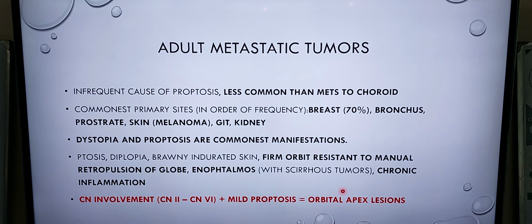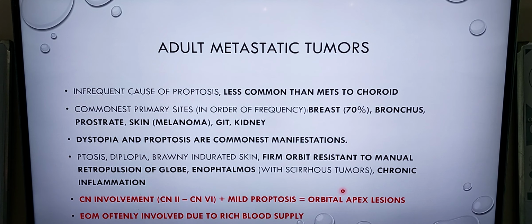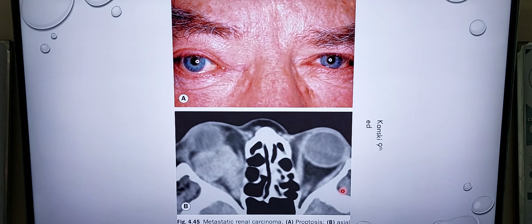If cranial nerves are involved, particularly from 2 to 6 with mild proptosis, then you have to suspect lesions in the orbital apex. Extraocular muscles are often involved in such metastasis because they have rich blood supply, so mets reach there very quickly, and hence you will find extraocular motility problems as well.